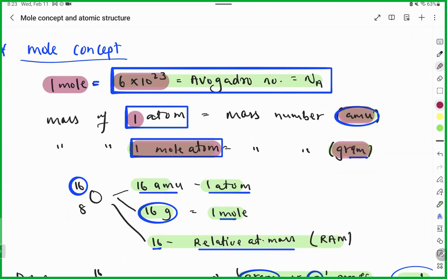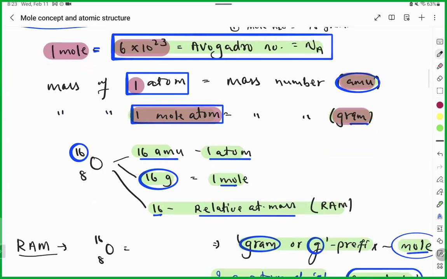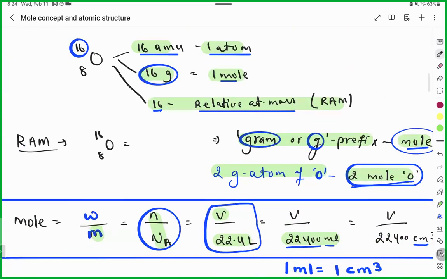Example, what is the mass of one H2O molecule? It will be 18 AMU. But if you take one mole of H2O, then it will be 18 gram. You might make mistakes in this part. So one molecule mass is different, one mole of molecules mass is different. Same thing is given here.